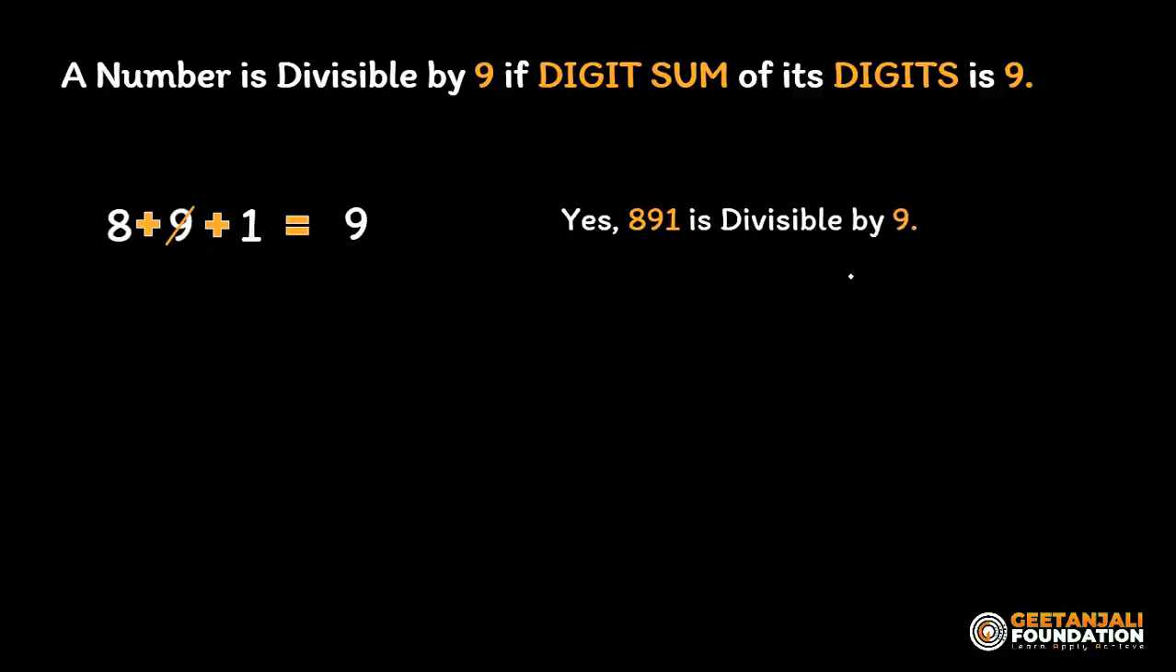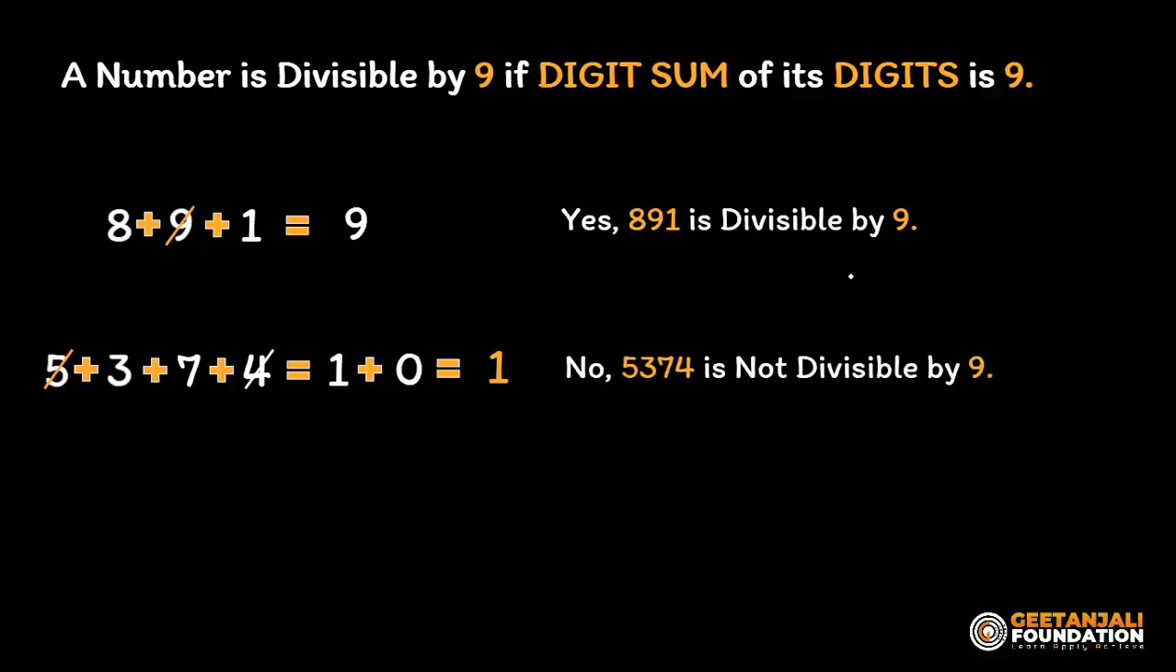Let's take one more example. The number is 5374. Let's add and find its digit sum. 5 and 4 get cancelled. Sum is 9. 7 plus 3 is 10. 1 plus 0 is again going to become 1. 1 is not divisible by 9. As the digit sum is not divisible by 9, the number is also not divisible by 9.